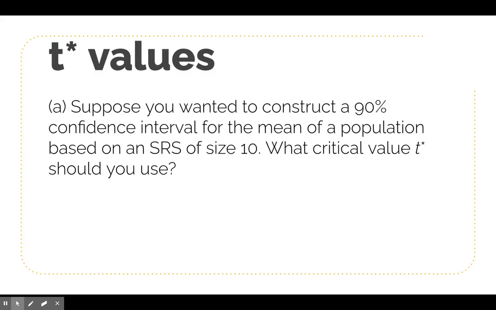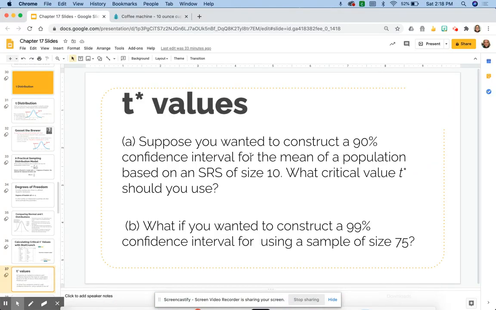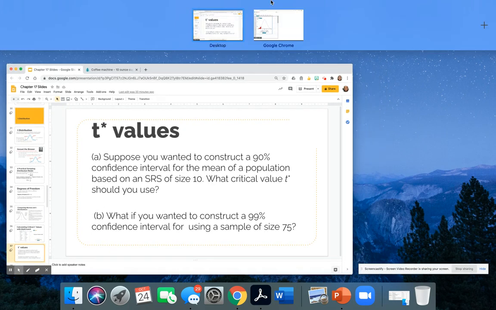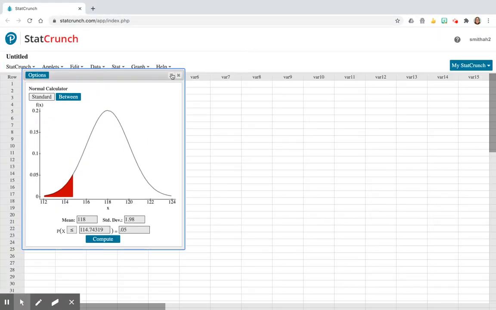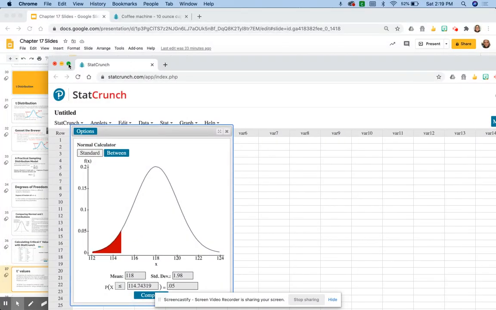So for this, just an example, suppose you wanted to construct a 90% confidence interval for the mean of a population based on a simple random sample of size 10. What critical value for t should you use? Well, for this, just switching over to the StatCrunch calculator. And let's see if I can split screen this so I can still see my information.